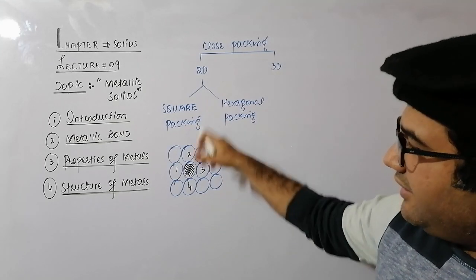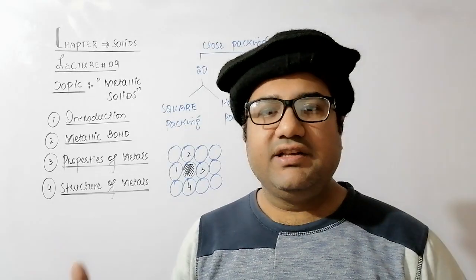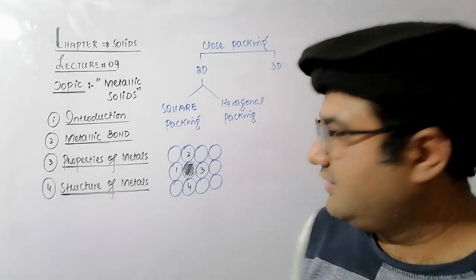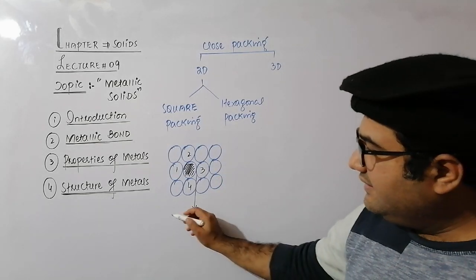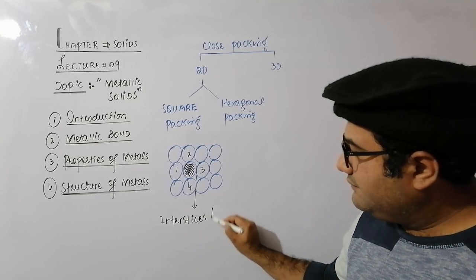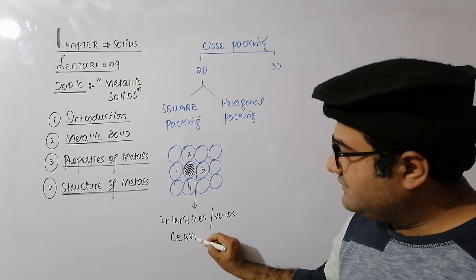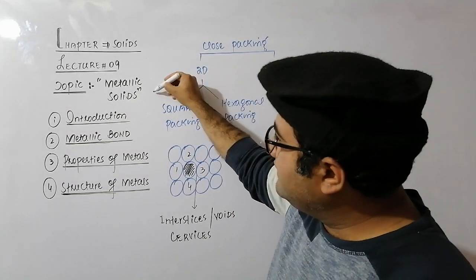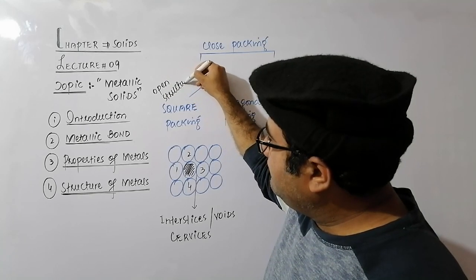So in case of square packing, the metal atoms lie over each other both vertically and horizontally, and each metal atom is in contact with the 4 other metal atoms. And these are the empty spaces, which are quite large in this case. These empty spaces are called interstices, voids, or they may be called surfaces. In some books, this square packing is also called the open structure of metal.